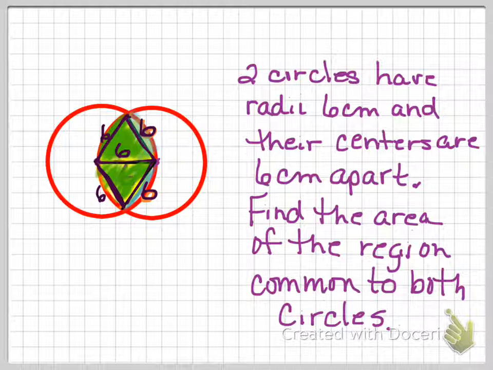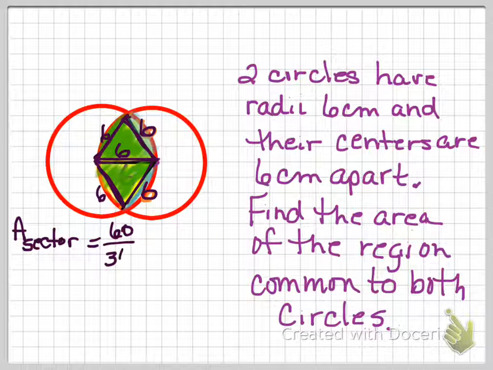So that means, if you take a look, that I have equilateral triangles. If I have equilateral triangles, what's the measure of the angles I'm looking at? I'm talking about 60-degree angles. So the area of my sector is going to be 60 over 360 times pi r squared.